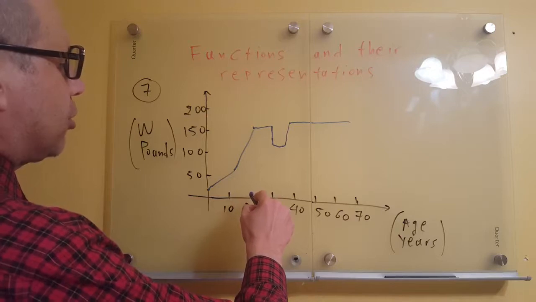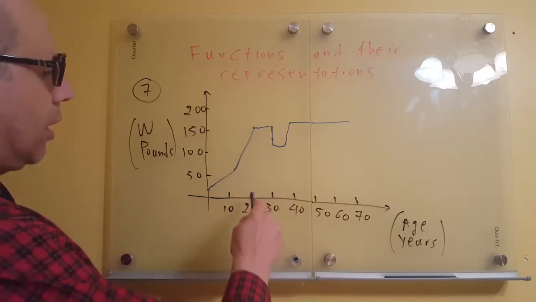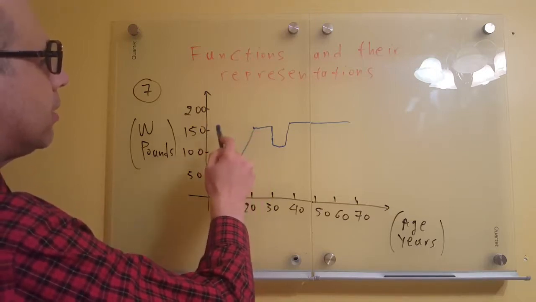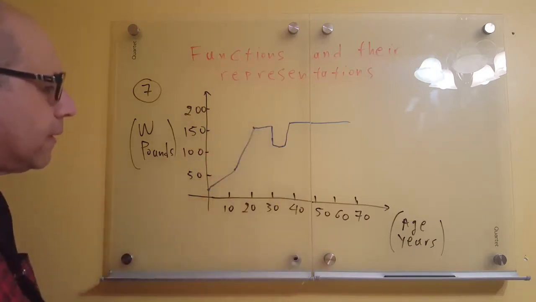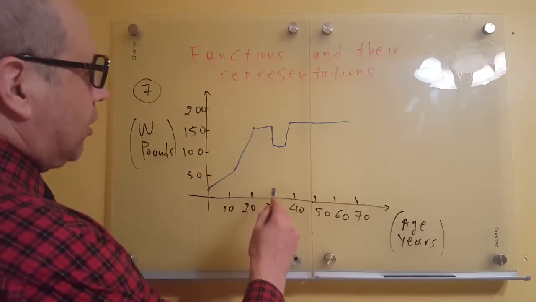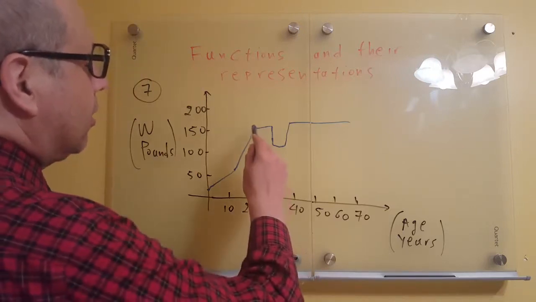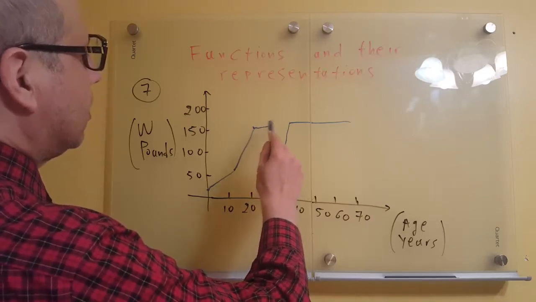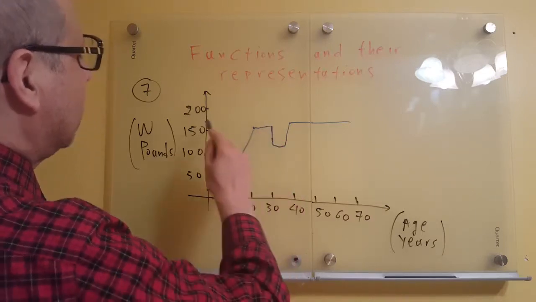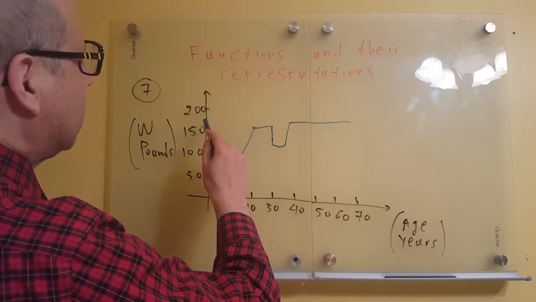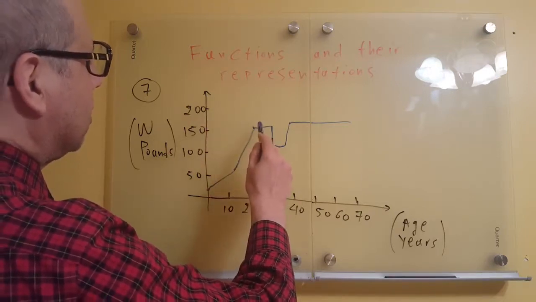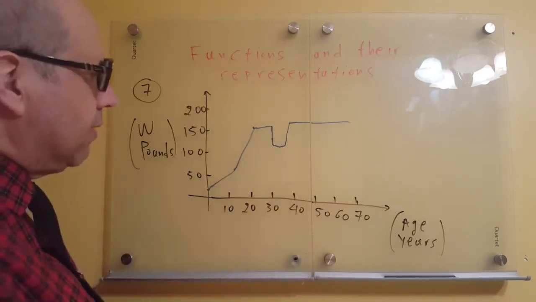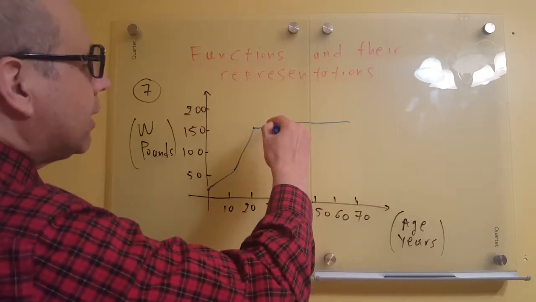So, let's say at approximately when the person was 20 years old, its weight was approximately, let's say, 160 pounds. Then from 20 up to 30, it continued to grow a bit. And at 30, let's say it was approximately 175.